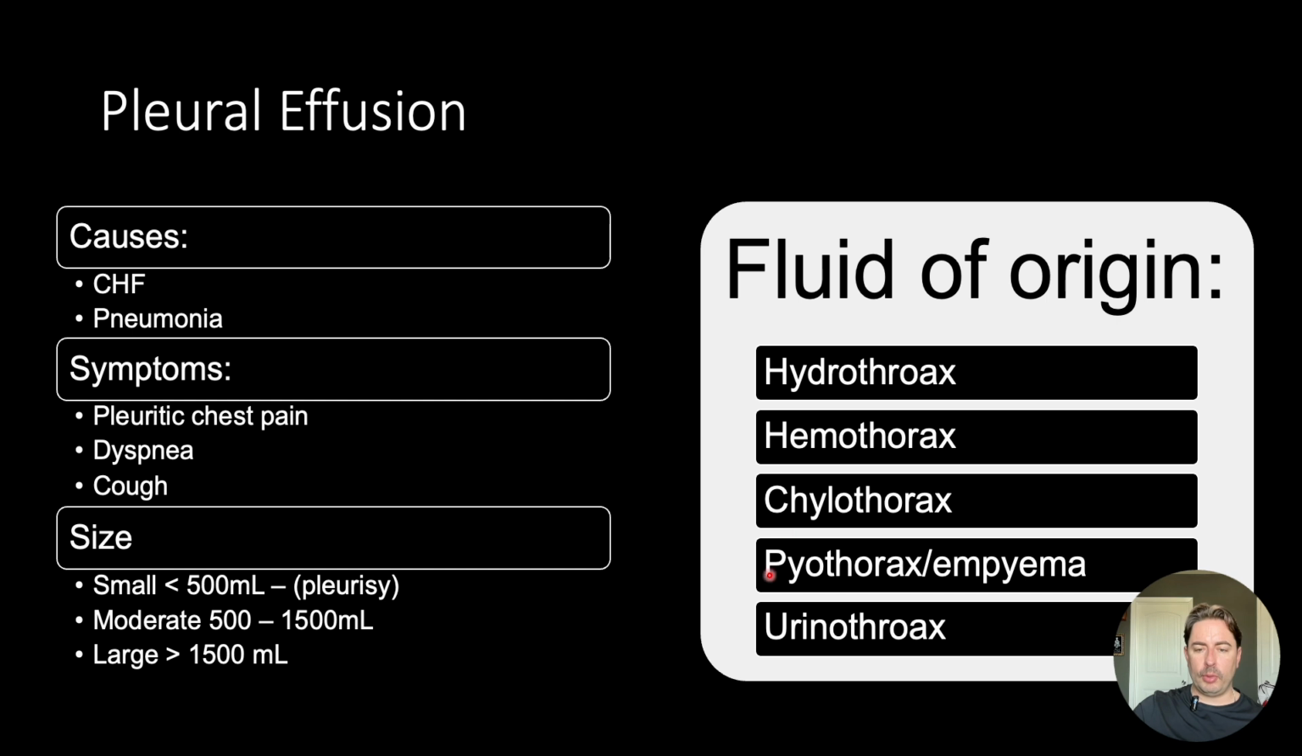You have pyothorax or empyema. This is made up of pus. Remember, we never call it a pussy fluid. We always call it purulent fluid, purulent. And then the last thing that you can actually have is a urinothorax, and this is actually urine that is collecting in the pleural space. So you've got a lot of different fluids of origin. You've got causes. We're going to break down the symptoms a little bit more, but breaking down the size as well are all components that you need to be familiar with.